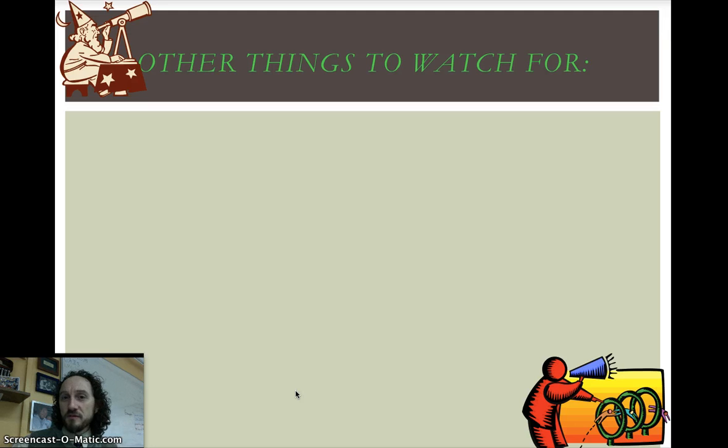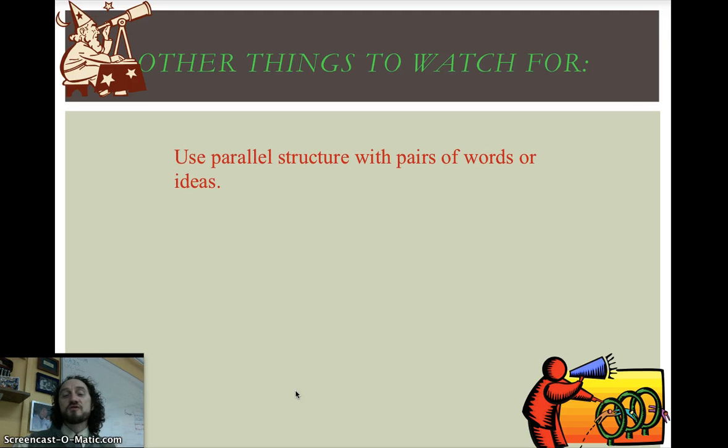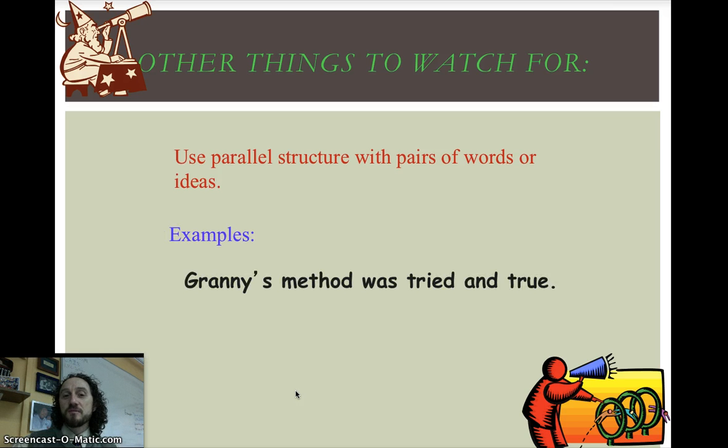Let's look at a couple of other things to watch for. Parallel structures with pairs of words. So if you have a pair of words, Granny's method was tried and true. This is that old phrase that you probably have never heard: Man proposes, God disposes. We want to have this parallel structure.